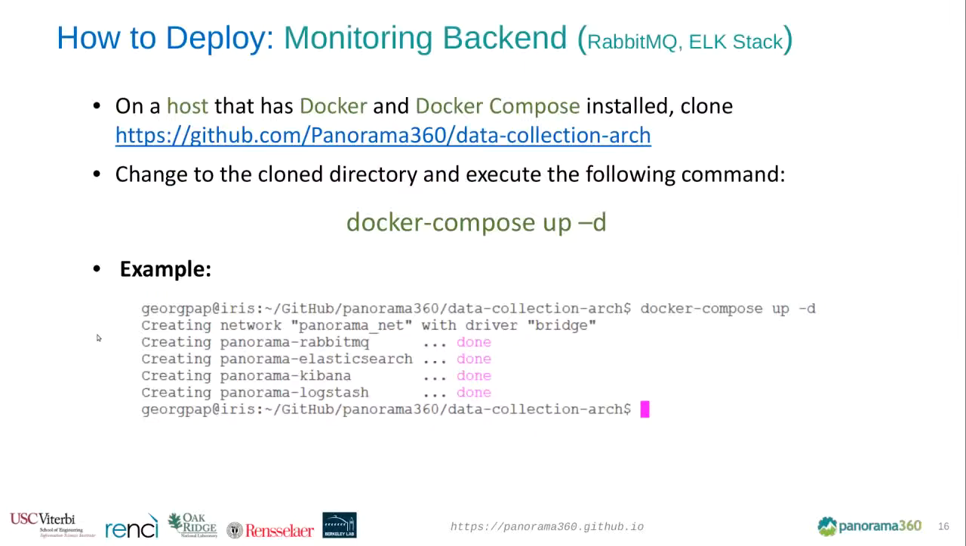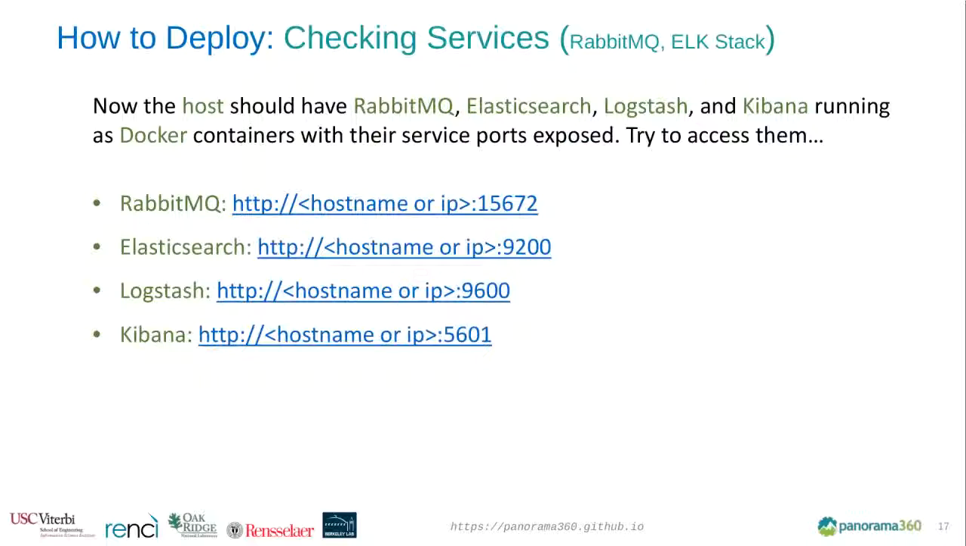These services are running on their own ports, and we're exposing the services to the host machine. So RabbitMQ is running on port 15672. Elasticsearch is running on port 9200. Logstash is running on port 9600. And Kibana is running on port 5601. And you can actually check the services by accessing these URLs.